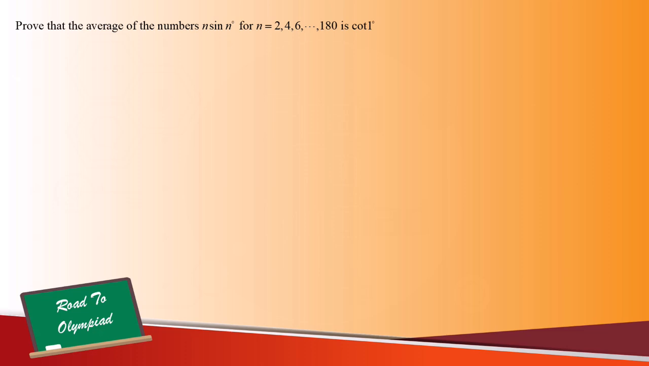Prove that the average of the numbers n sine n degree, for n equal to 2, 4, 6 until 180, is equal to cotangent of 1. This is a pretty interesting problem because we have the sum of sine functions which at the end turns out to be a cotangent function.